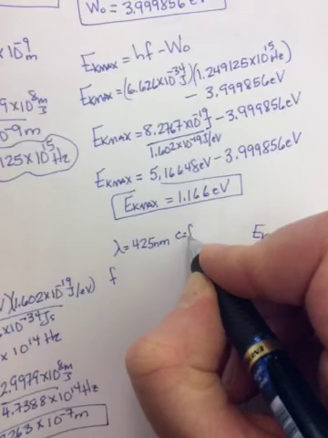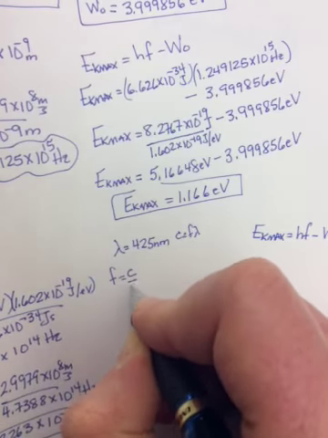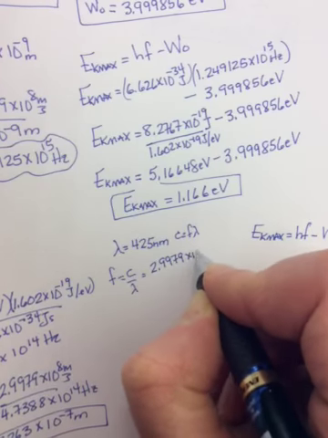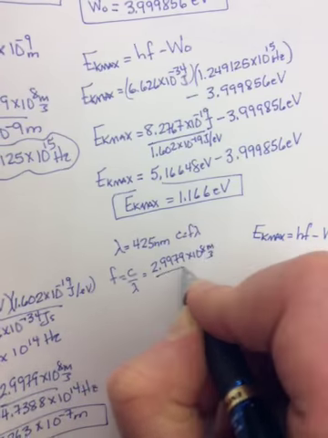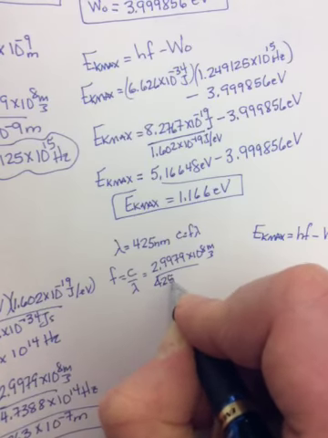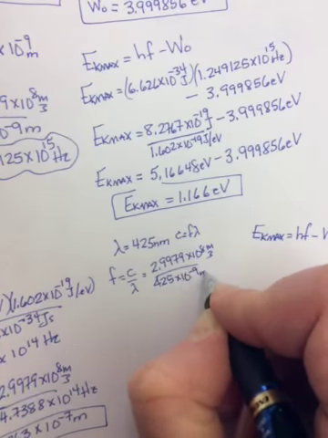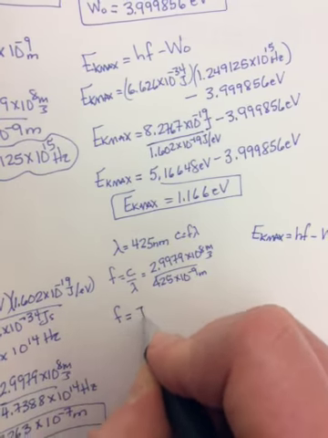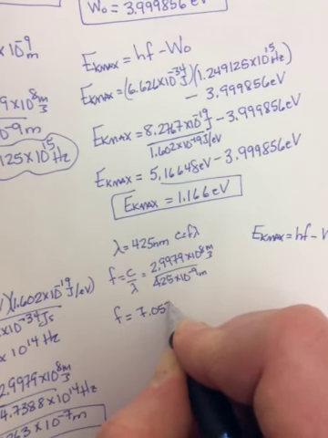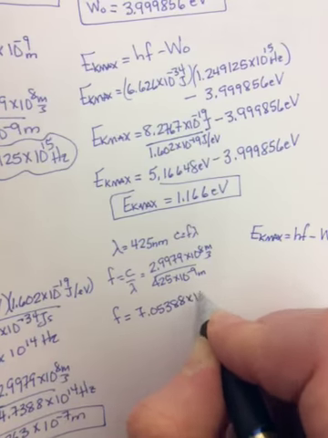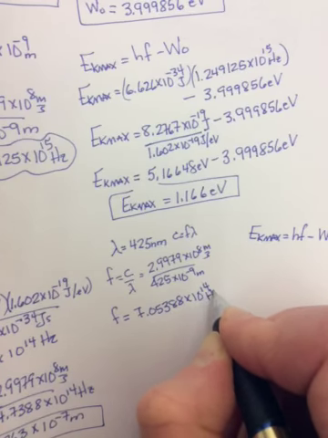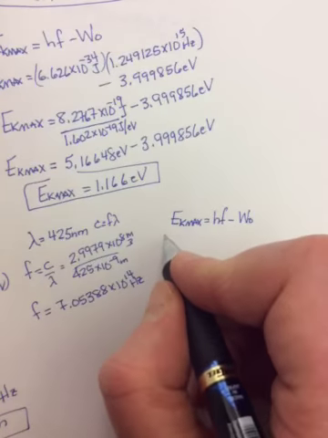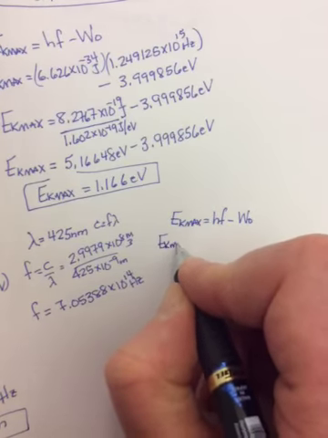So we know C equals F lambda, so F is going to equal C over lambda. So 2.9979 times 10 to the 8th meters per second over this 425 times 10 to the negative 9 meters will give us a frequency of the light coming in to be 7.05388 times 10 to the 14th hertz. And usually your frequencies are 10 to the 14th, 10 to the 15th. So now we can go over here and find our EK max.